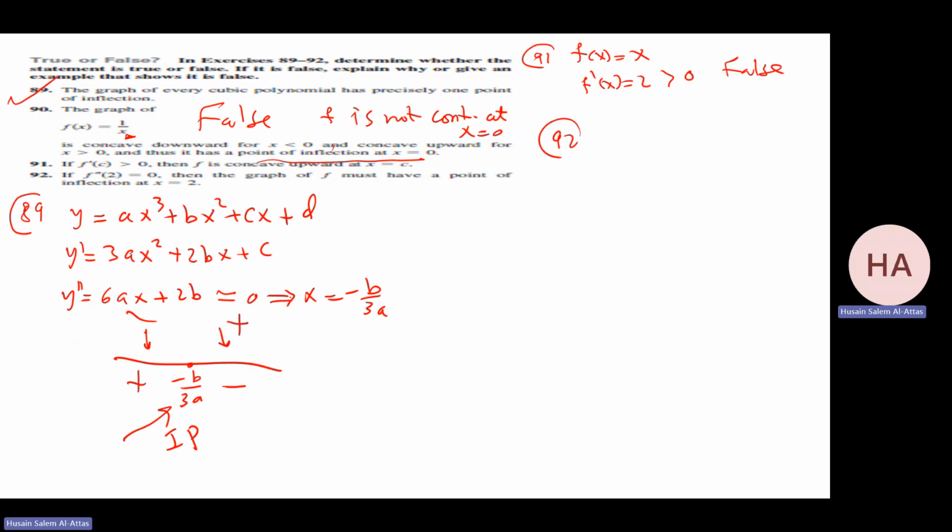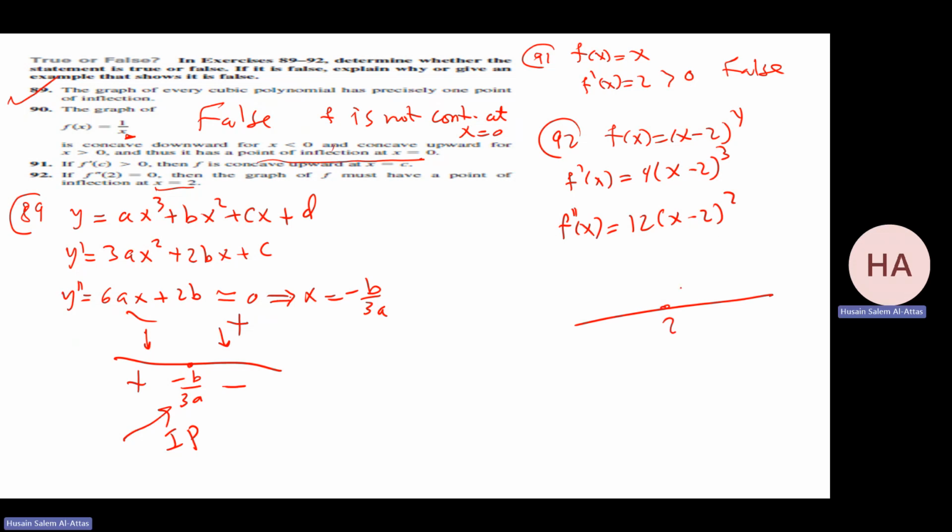92. If f double prime equals 0, then the graph must have a point of inflection. No. Take this example, at x equals 2. If you notice, f prime will be 4 times (x minus 2) cubed, but f double prime will be 12 times (x minus 2) squared. Yes, I have x equal to 2 when f double prime equals 0, but there is no change in concavity. Means no inflection point. So this is false.